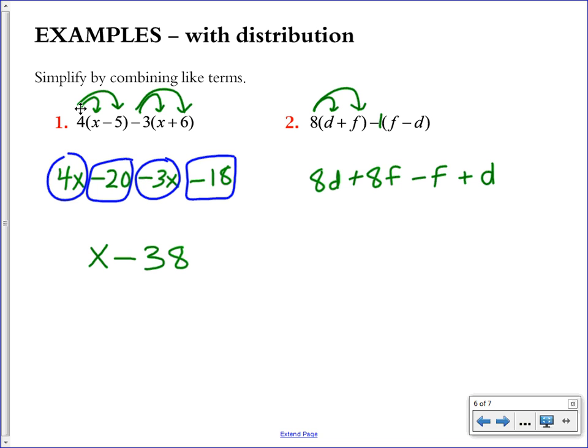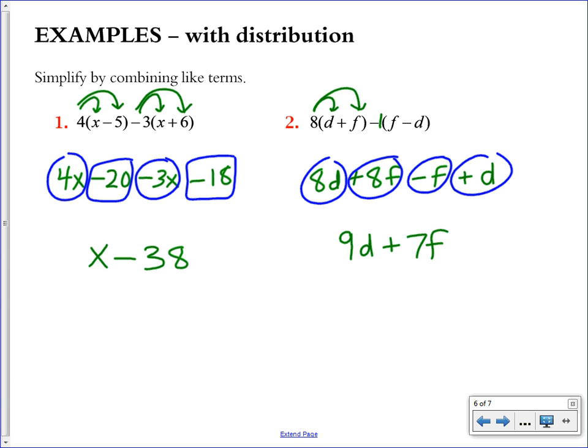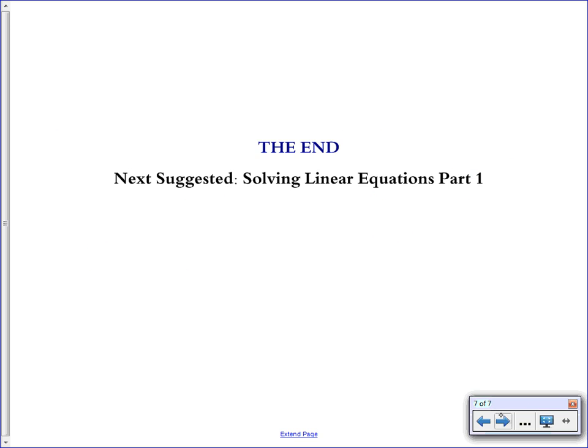Look for like terms to combine. 8d and a positive 1d gives me 9d. And the other pair of like terms is a positive 8f and a negative 1f to give me positive 7f. And that's the simplified final answer for that. That is all.